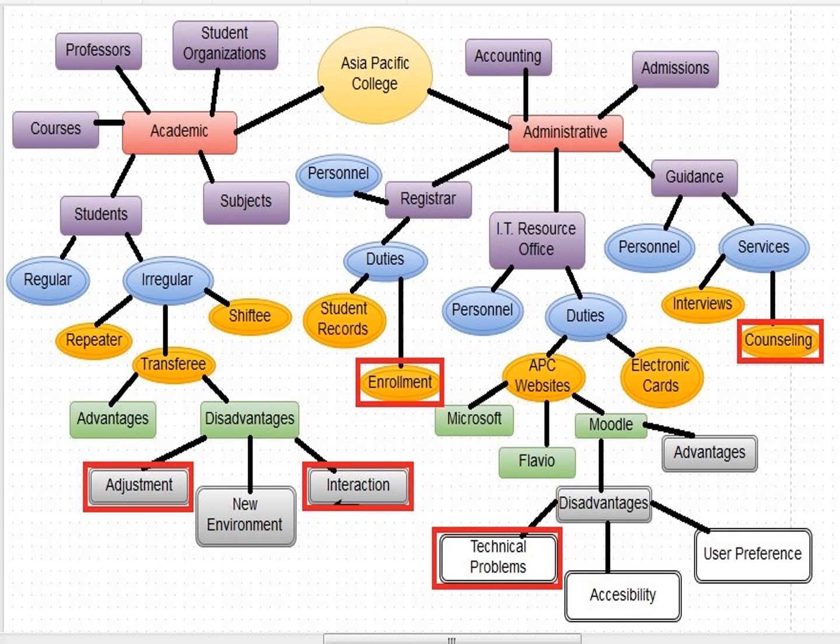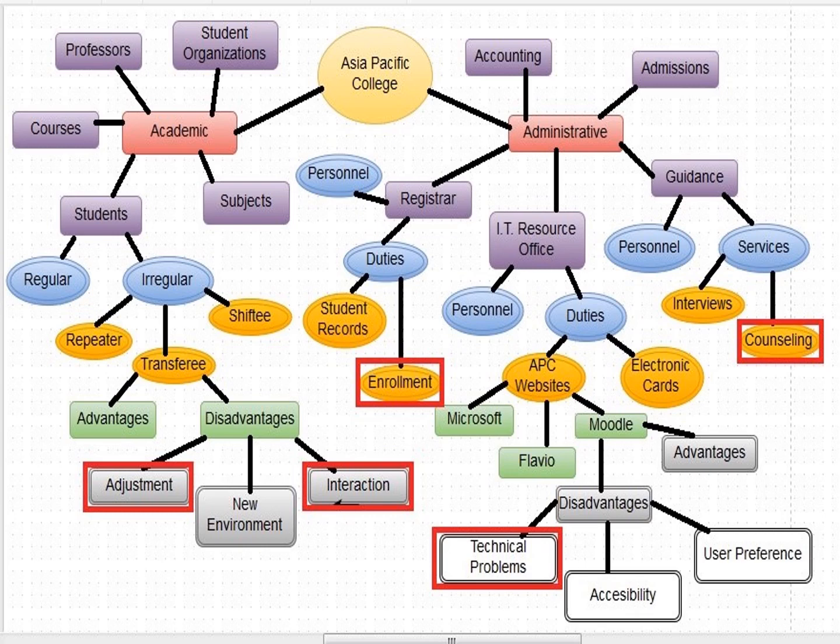Okay, and you have now been branched out to the advantages and disadvantages of transferees in terms of adjustments, new environment, and interaction. And thus, you would like to research on the adjustments of transfer students at APC that now becomes your topic for research.